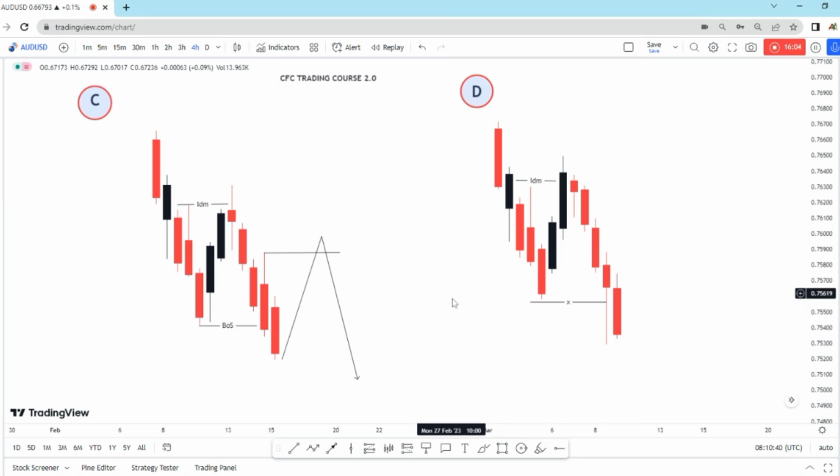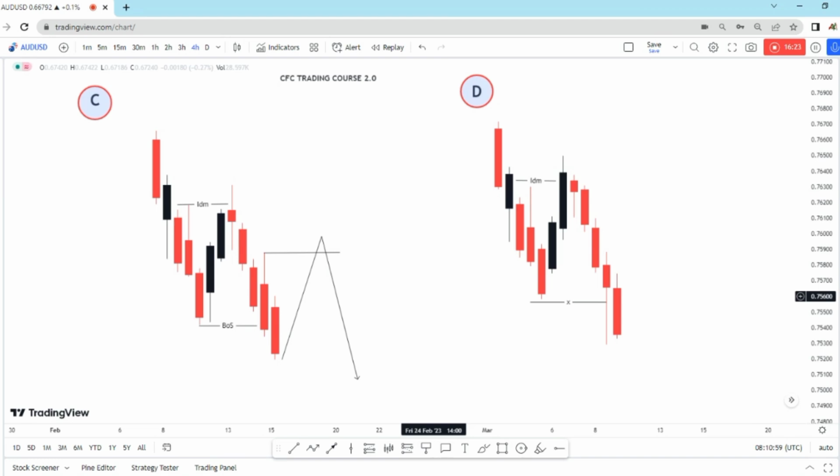So when it comes to a change of character, a change of character is when price wants to change its structure movement against the previous structure.